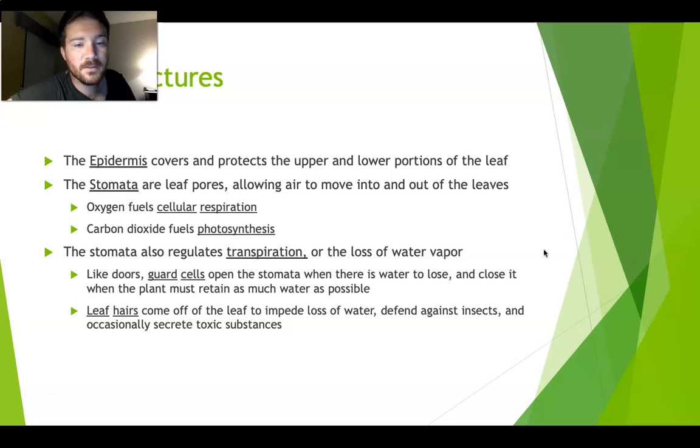Leaf hairs come off of the leaf to impede water loss, defend against insects, and occasionally secrete toxic substances. So underneath the plant, there are these leaf hairs, and they want to stop water loss. They want to create an odd surface so insects can't climb on them. And occasionally they secrete some toxins, like you learned poison oak and ivy and sumac do so well.